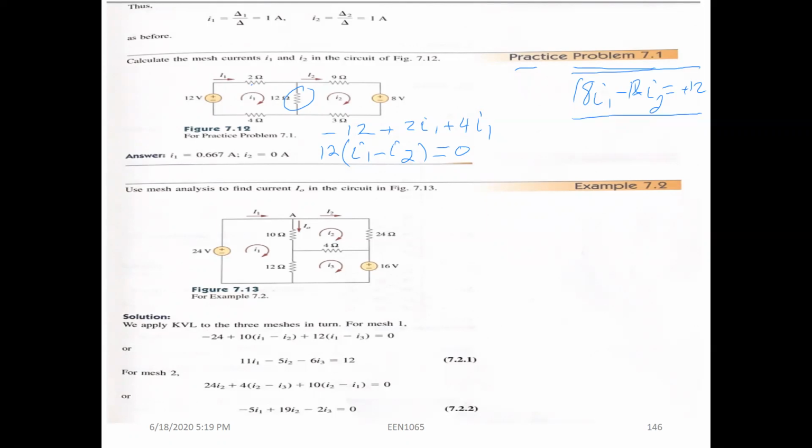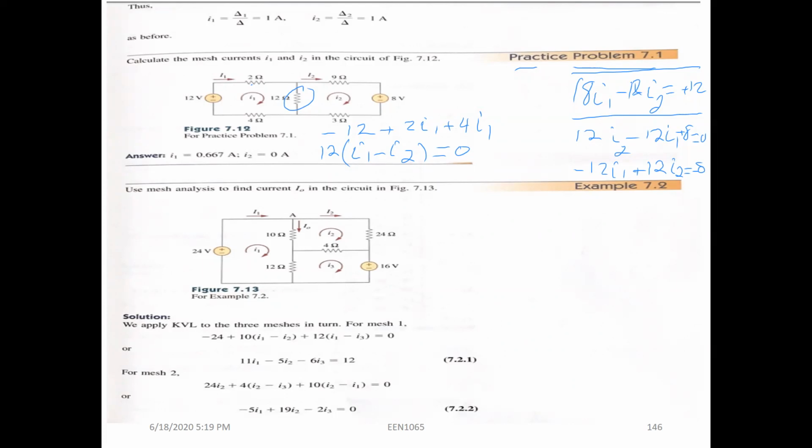Now equation number 2. Again, we have 9 and 3, so it will be 12 I2 minus 12 I1, and then plus 8 equals 0. Then reorganize the equation, so it will be minus 12 I1 plus 12 I2 equals minus 8. And then use one of those techniques to solve for I1 and I2.